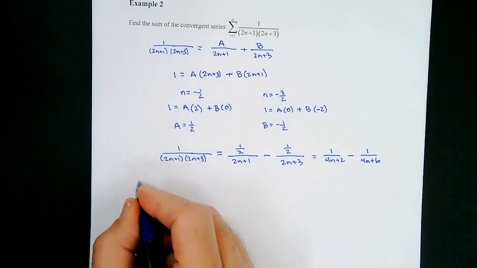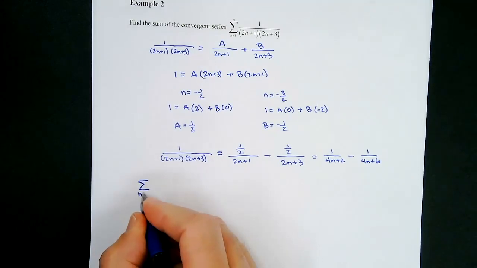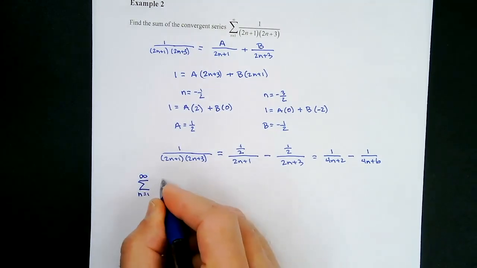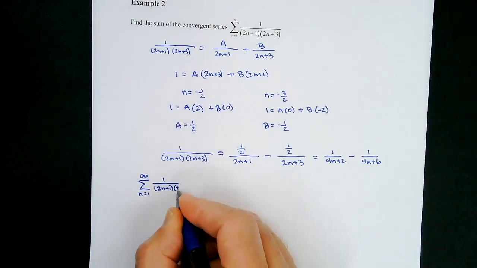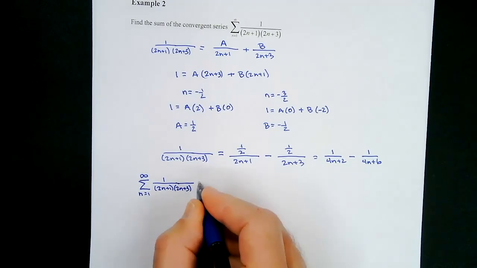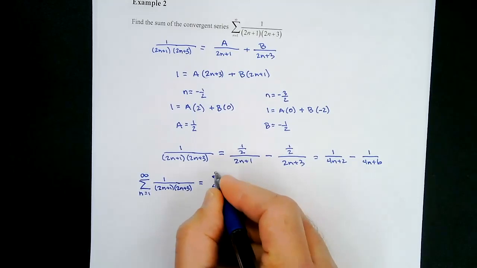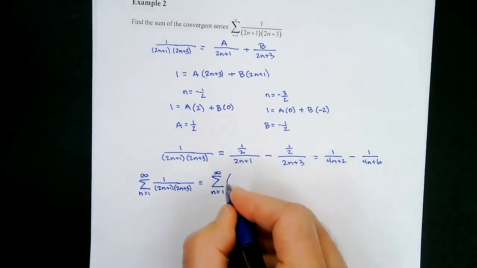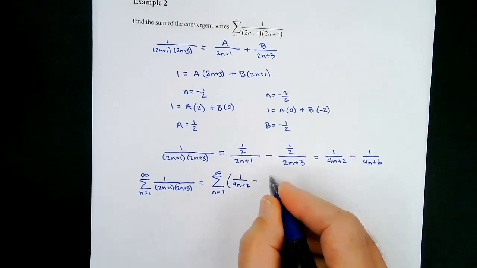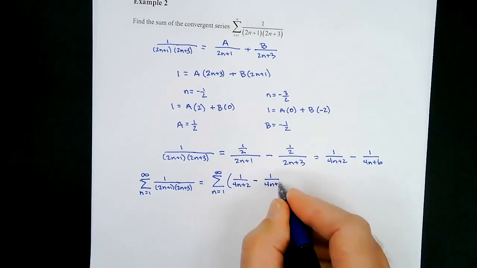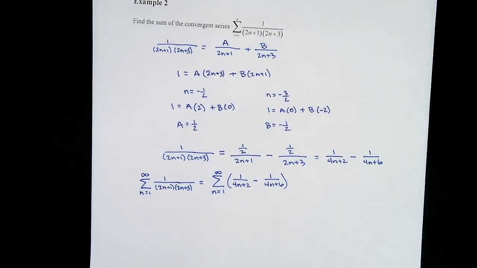Okay. So that means this series, n equals 1 to infinity, of 1 over (2n plus 1) times (2n plus 3) can be rewritten as sigma n equals 1 to infinity of 1 over (4n plus 2) minus 1 over (4n plus 6). And just look at this, we really don't know where this is going to go. Okay, so we have to go out several terms.